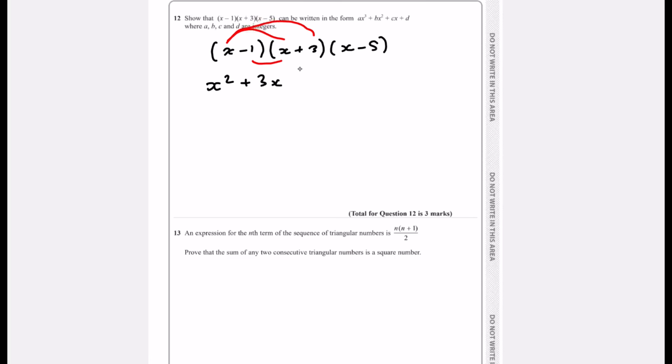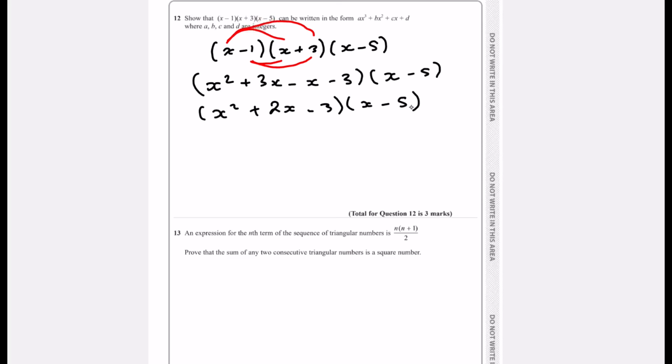Negative 1 times x is minus 1x. And negative 1 times negative 3 is negative 3. We can simplify that expansion. So 3x's take away 1x is 2x. And then we're going to expand again. So we're going to expand by multiplying each of the terms in the first bracket by both of the terms in the second bracket. Exactly how we expanded before.